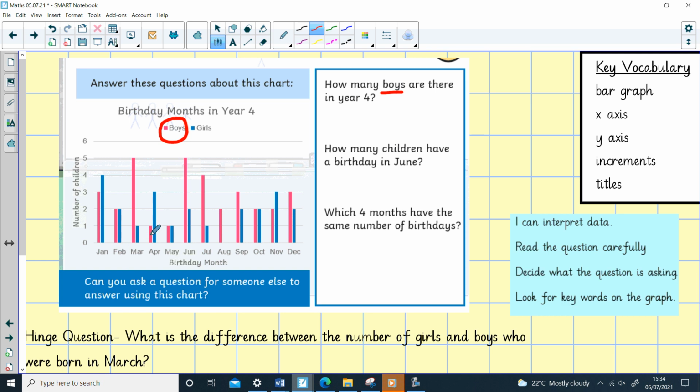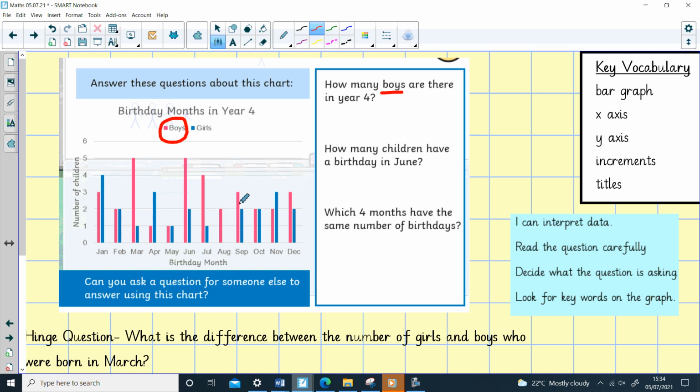Then in April there was another boy, that makes 11. Another boy in May, which makes 12. Another 5 in June, which makes 17. Then another 4, which makes 21. In August there were another 2, which gives me 23.